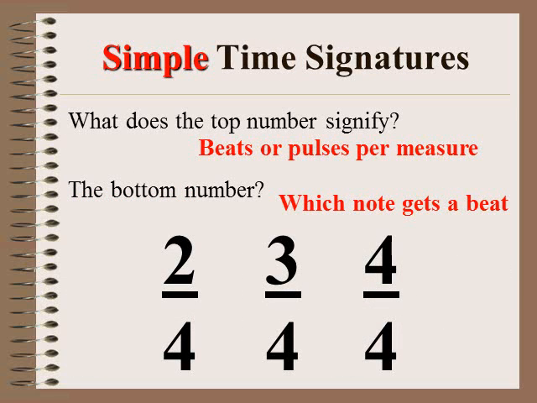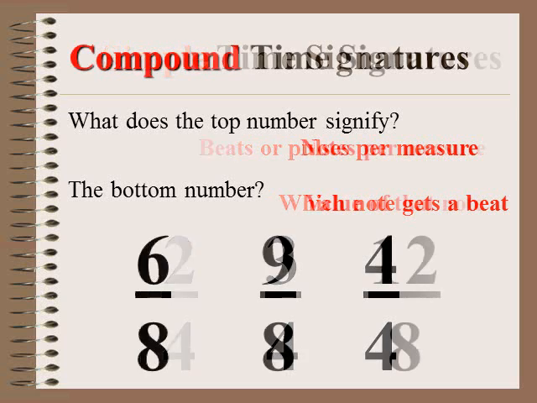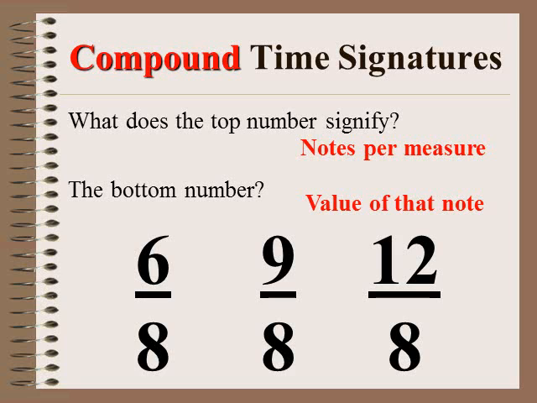To better explain compound time, or perhaps it'd be better put to compare compound time, let's revisit simple time signatures. As we previously discussed, in simple time, the top number tells us the number of beats per measure, while the bottom number tells us which note gets the beat. In compound time, the top number doesn't tell us the amount of beats per measure, but rather the number of notes per measure, 1/8 notes to be exact.